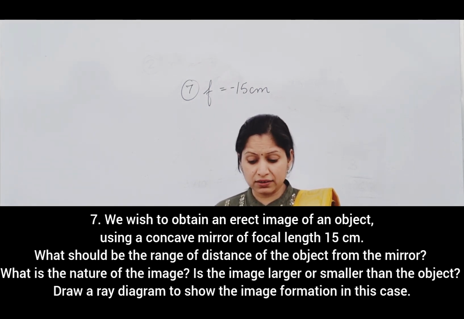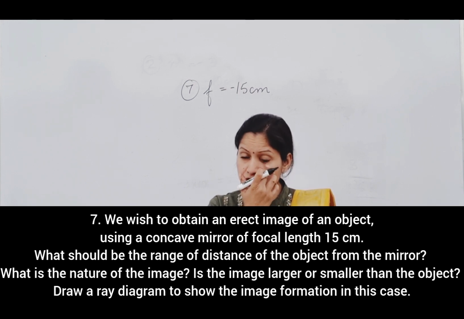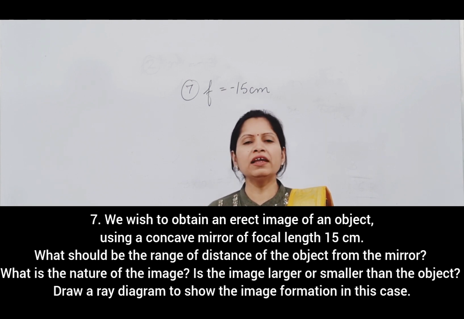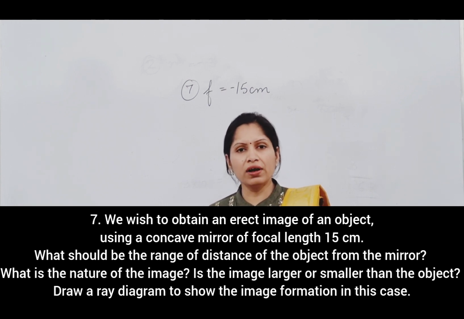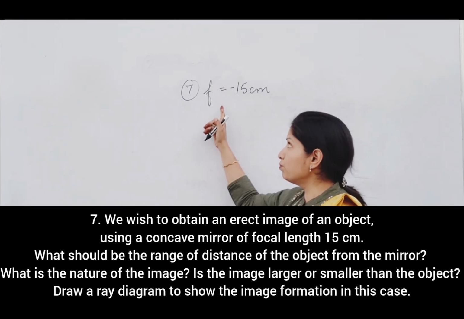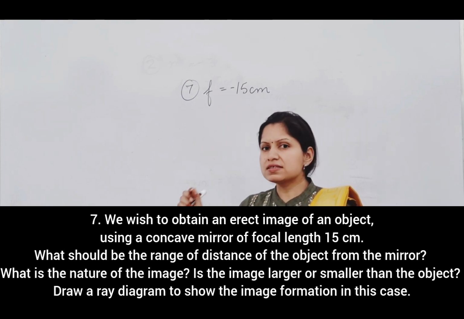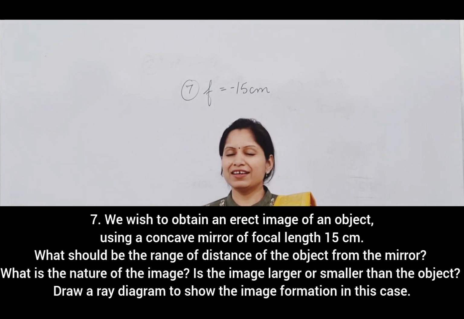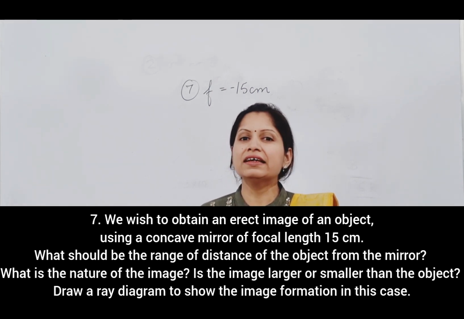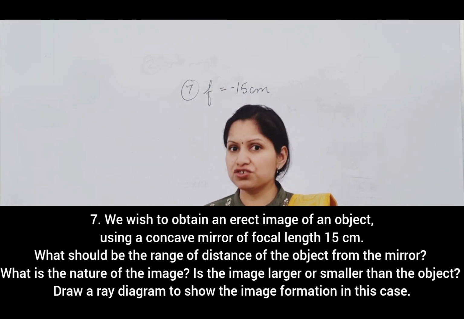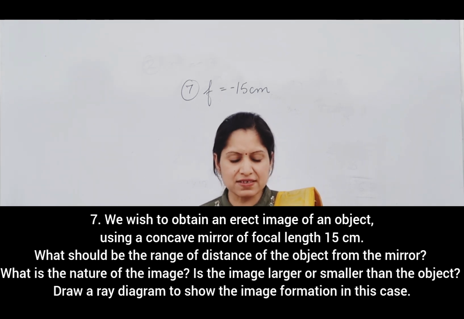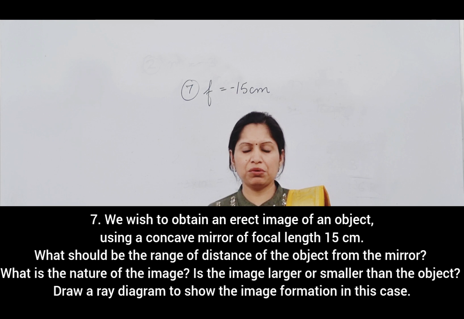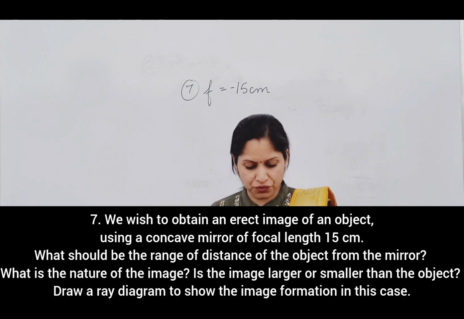So you want to get an erect image using a concave mirror. Using a concave mirror, an erect image will be formed only when the object is placed between pole and focus. So the distance of the object should be between 0 to 15 centimeter. Between this range, if you keep the object, then we will be getting a virtual, erect and enlarged image by a concave mirror. So the range should be somewhere between pole and focus, that is 0 to 15 centimeter.